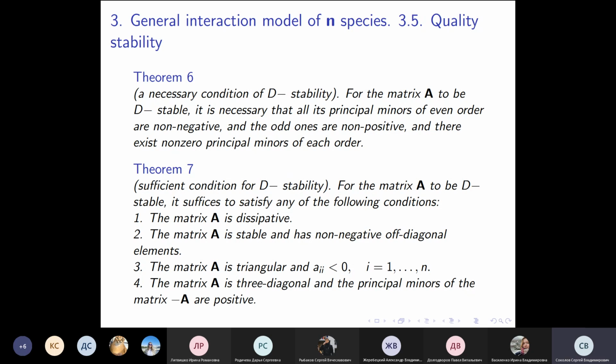First of all, if the matrix is dissipative, then it is d-stable. So if the community is dissipative, then if in the community exists the positive equilibrium, it will be stable.